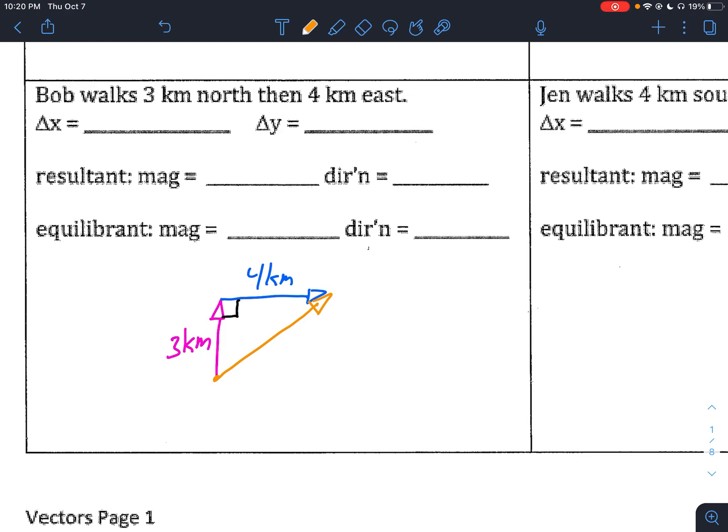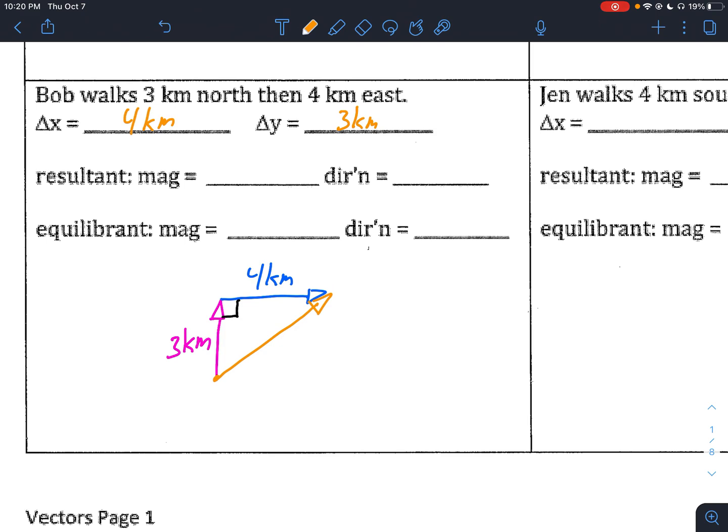Anyway, so let's fill in our information at the top. Bob walks 3 kilometers north, so that was my delta y. So north is positive, so I could put a positive 3 kilometers. And then east, 4 kilometers, that's positive. So now I need to figure out my resultant, my orange line here. So what can I do?